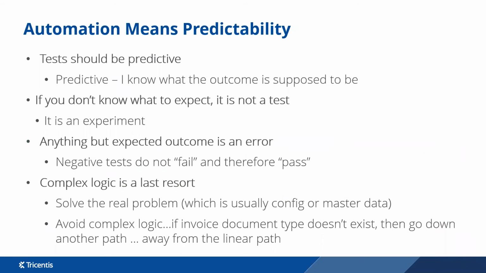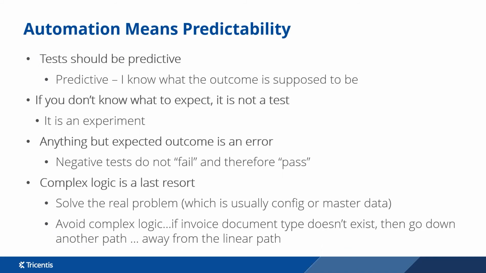So what does automation mean? It means predictability. So for every single test that you do, the outcome has got to be predictable. What that means is I know what outcome I'm going to be testing for. If you don't have an outcome that you're looking for, it's very much like exploratory testing. It's an experiment, okay? And what we're talking about here is really moving towards building regression test packs. So we need to know what the outcome of every end-to-end scenario actually should be, okay? Anything but that expected outcome is actually a fail.